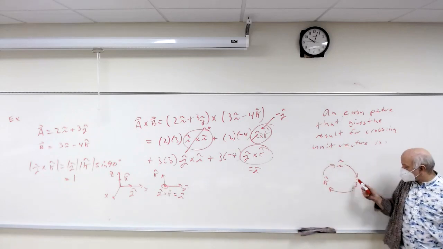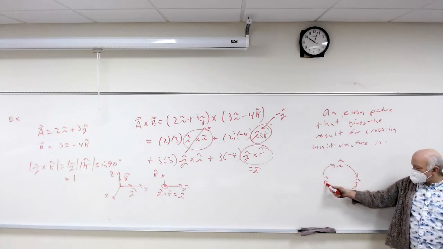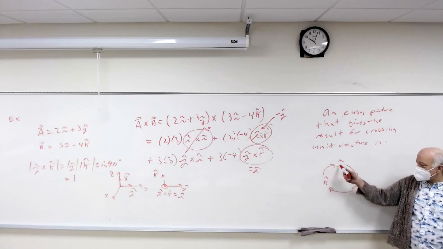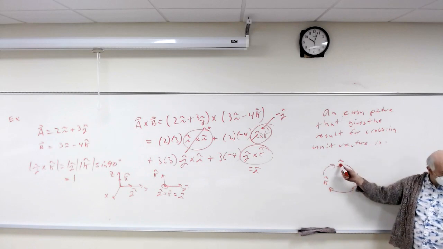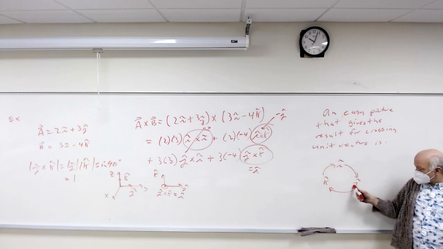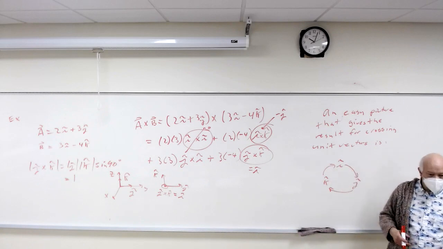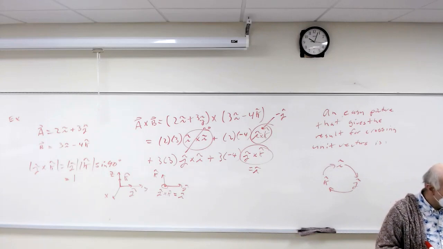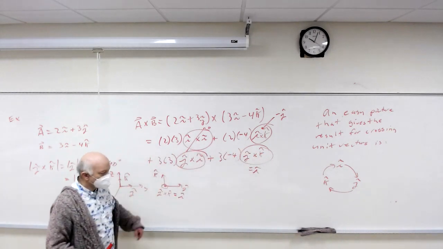If I do I cross J, what do you think it's going to equal? K. If I do J cross K, what is it going to equal? I. If I do K cross I, what is it going to equal? J. If I do J cross I, go the opposite direction, that would be minus K. I cross K, negative J. K cross J, minus I. That's handy. That's actually the easiest way to do it. That makes sense? Okay.